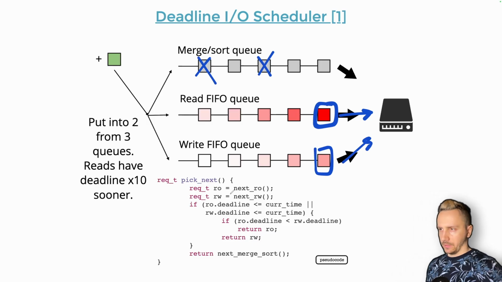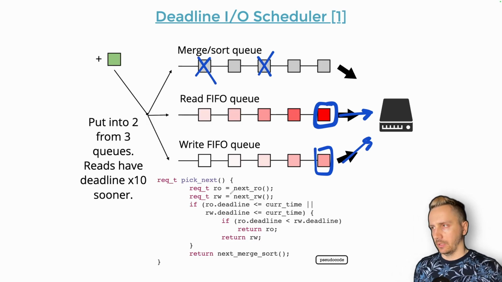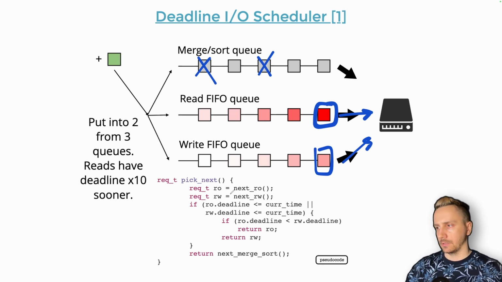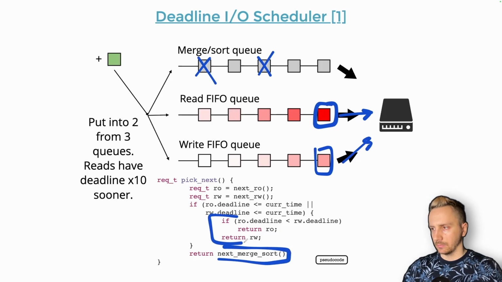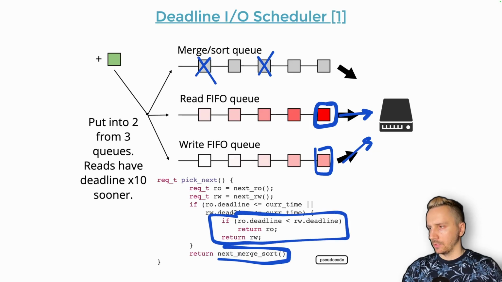We could have a function like pick next request to execute, and it checks what is available in the read queue, in the write queue, and if neither of them has expired, then we take the next merge sort request. Or otherwise we pick the one which has the most expired deadline.